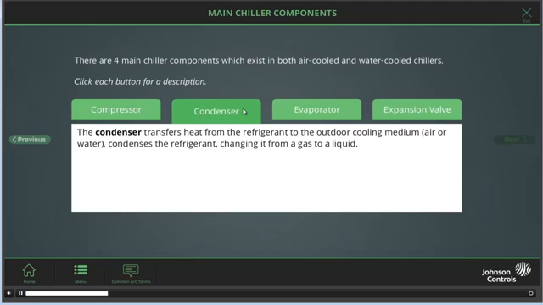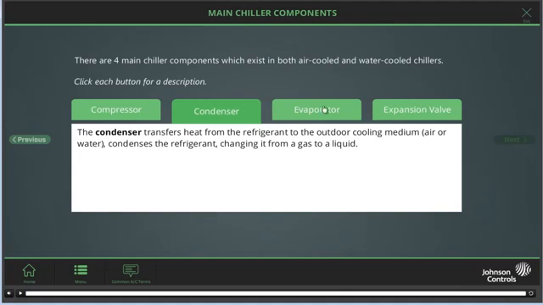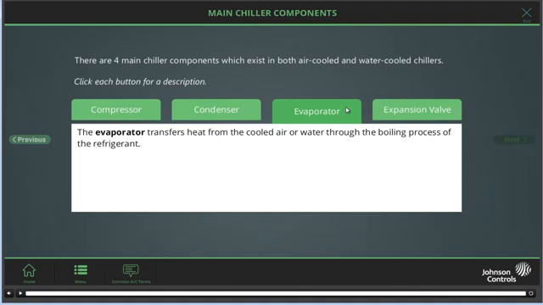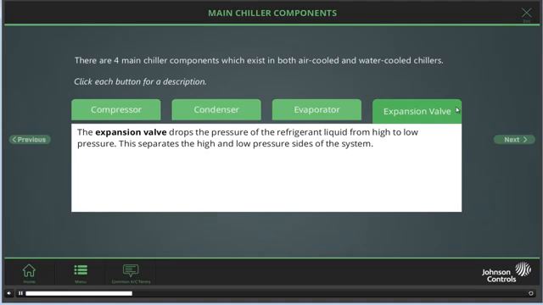The condenser transfers heat from the refrigerant to the outdoor cooling medium, either air or water. It also condenses the refrigerant, changing it from a gas to a liquid. The evaporator transfers heat from the cooled air or water through the boiling process of the refrigerant. The expansion valve drops the pressure of the refrigerant liquid from high to low pressure. This separates the high and low pressure sides of the system.